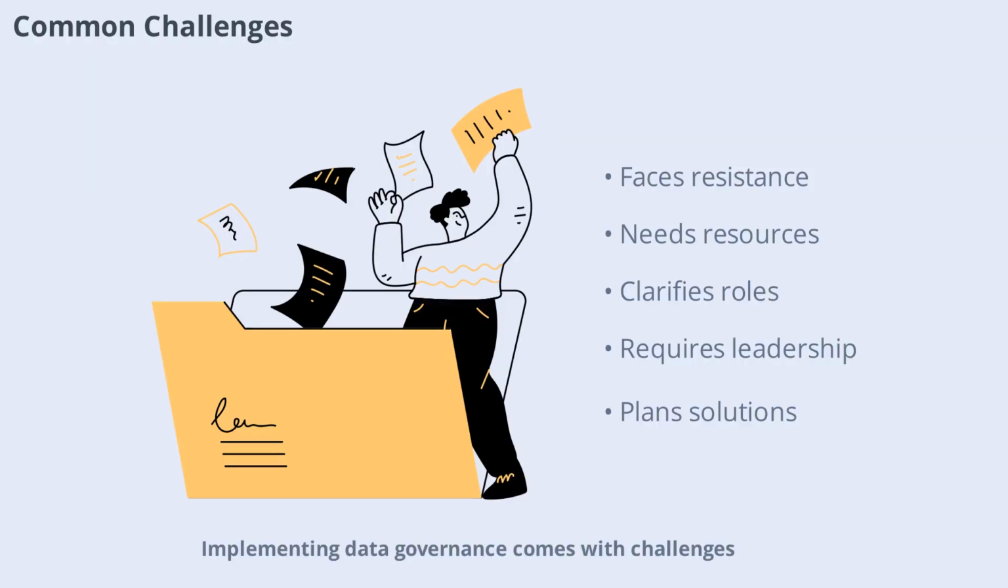Implementing data governance comes with challenges. These might include resistance to change, lack of resources, or unclear responsibilities. Addressing these challenges requires strong leadership, clear communication, and ongoing support. By anticipating obstacles and planning solutions, organizations can overcome barriers and achieve their governance goals.